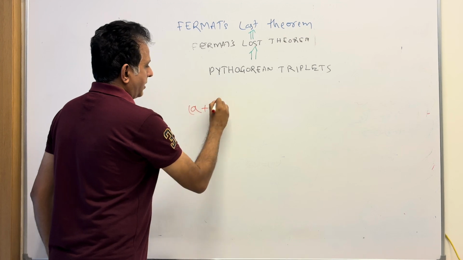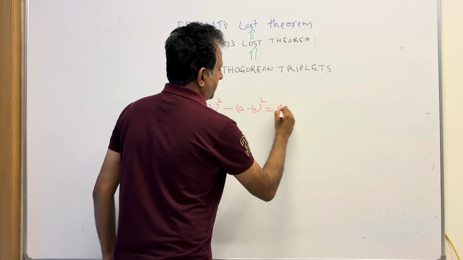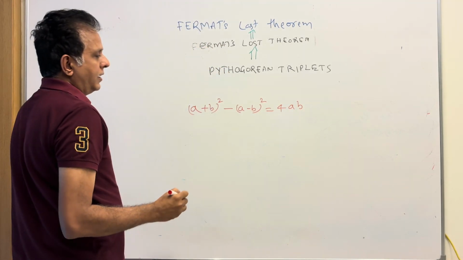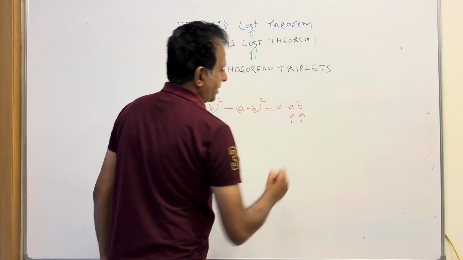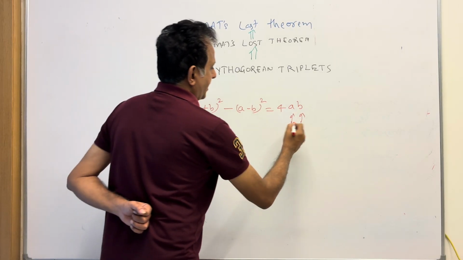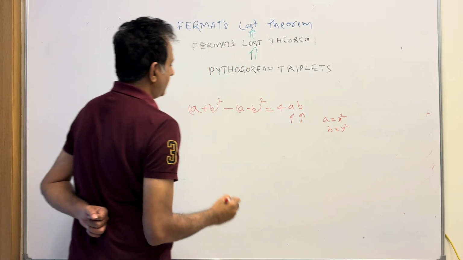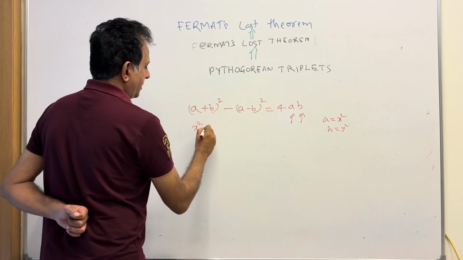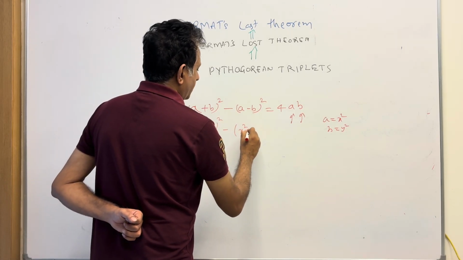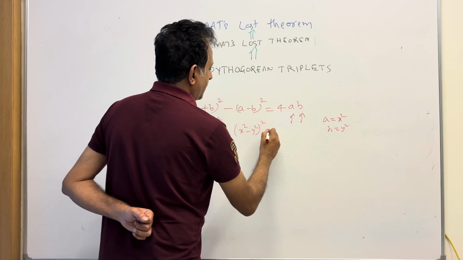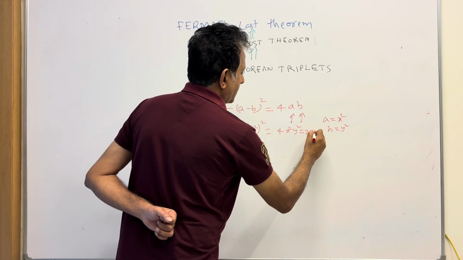(a plus b) whole square minus (a minus b) whole square is equal to 4ab. Okay, so if a is a square and b is a square, let us take a is equal to x square, b is equal to y square. So we have (x square plus y square) whole square minus (x square minus y square) whole square equal to 4x square y square, that is equal to (2xy) whole square.